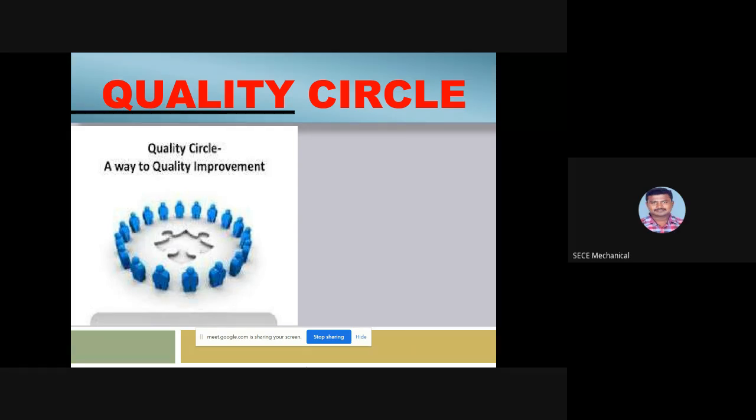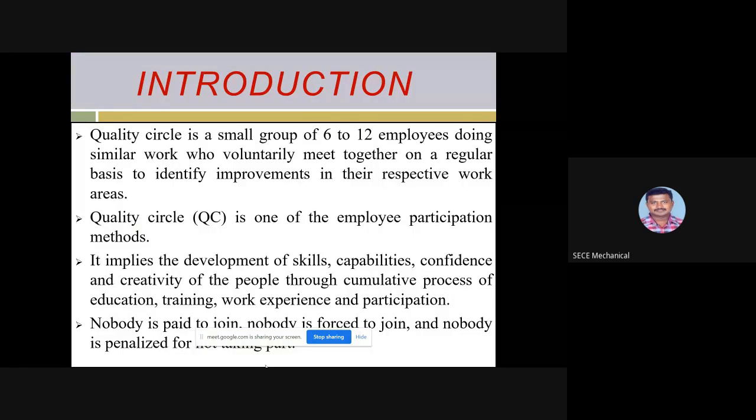Okay, guys. Today we are entering into unit 4, quality circle, the TQM tools and techniques 2. So this is your unit 4 title. In unit 4, the first topic is quality circle. So today let us discuss quality circle: what is meant by quality circle, and why quality circle is very important in total quality management in industry and organization.